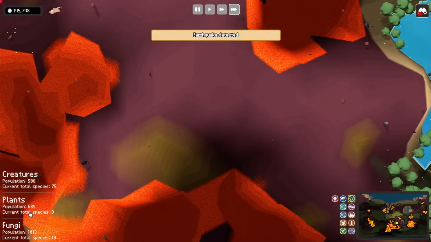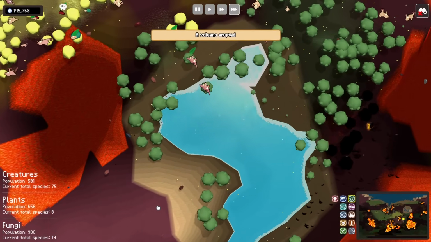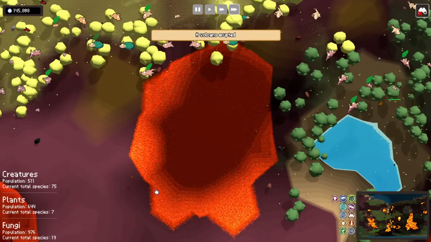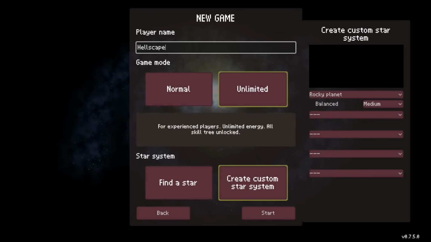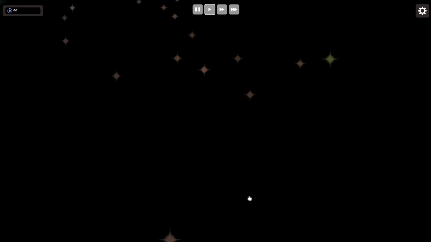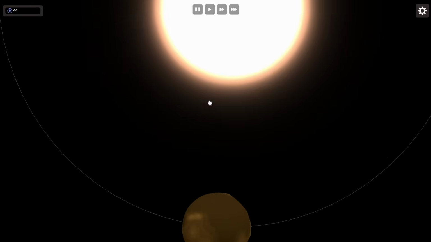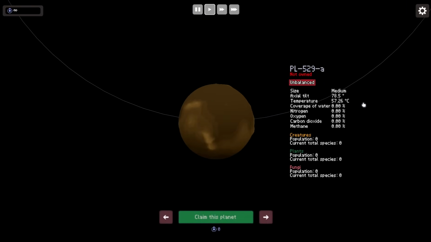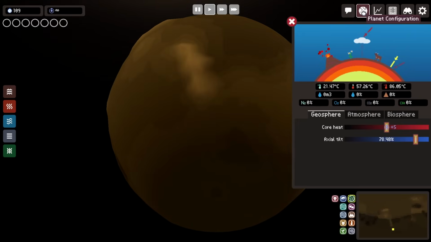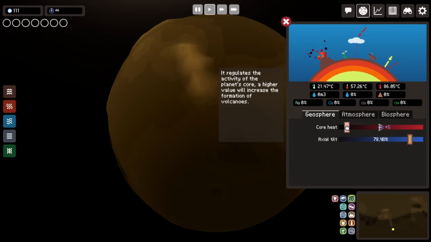After my last adventure in a frozen planet, it was time to try the opposite: a super hot volcanic planet. I started by creating an unlimited custom star system with just one rocky planet as close to the sun as possible. It started out with an average temperature of 57 degrees, which, yes, is very hot.